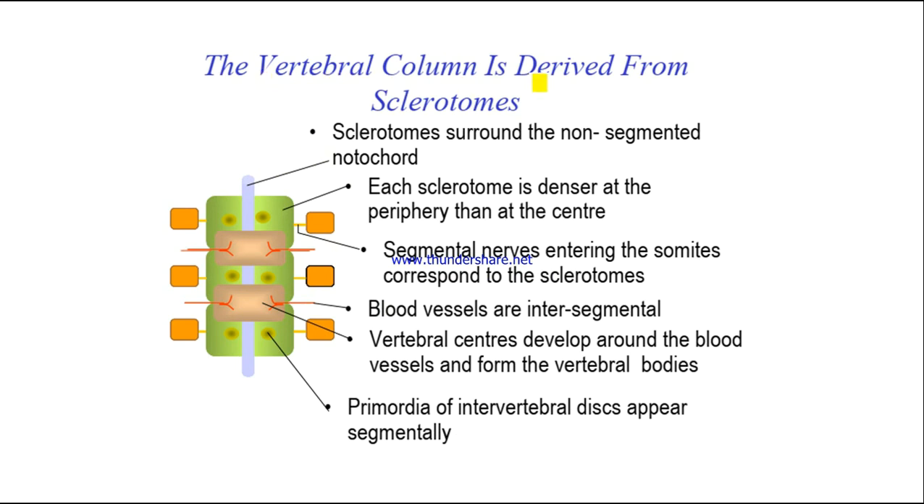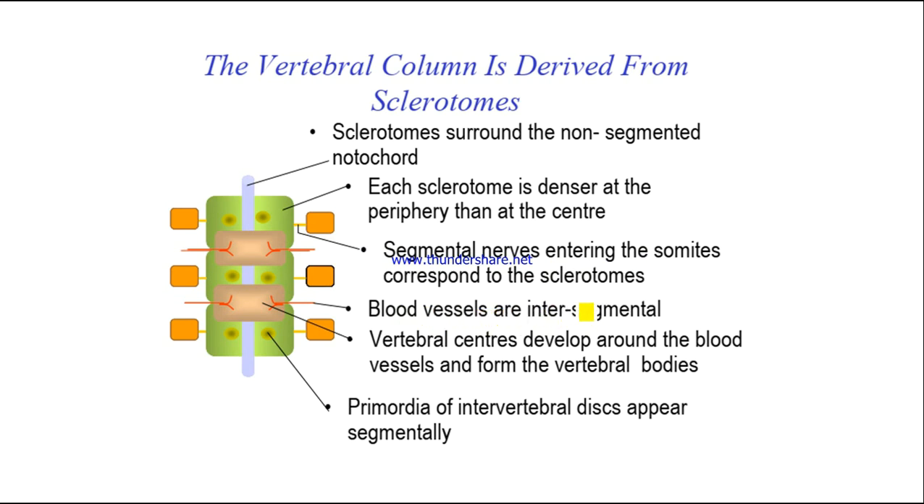So the vertebral column itself is derived from the skeletomes, and the skeletomes surround the non-segmented notochord, which we can see here. Each skeletome is denser at the periphery than at the centre, and we'll talk about that as we review the other video I put on the musculoskeletal system and physiology. We can see segmental nerves entering the somites corresponding to the skeletome. These are all of our segmental nerve levels that we've started to look at in some of our previous lectures. Of course, we're going to have blood vessels as well.